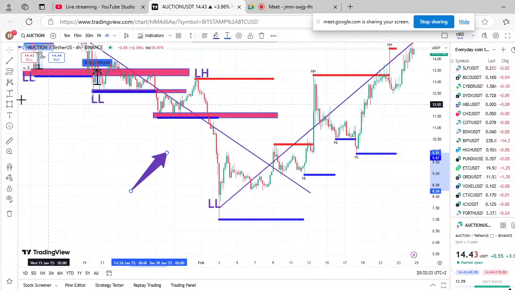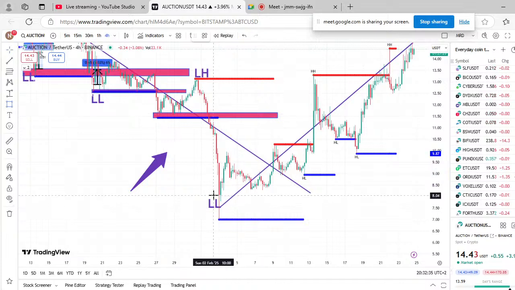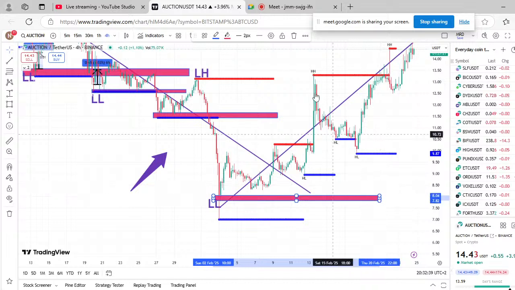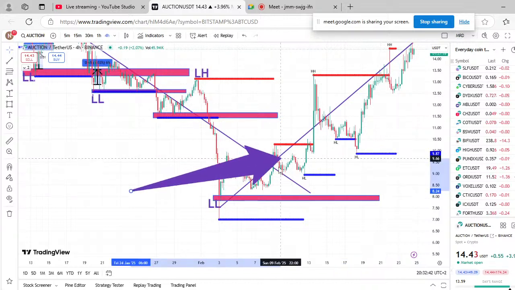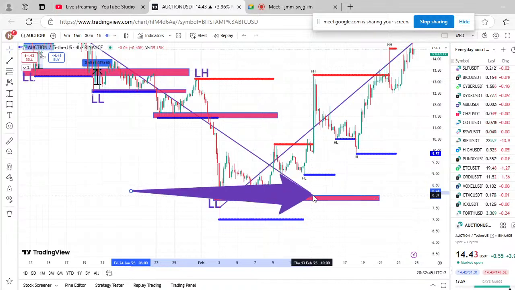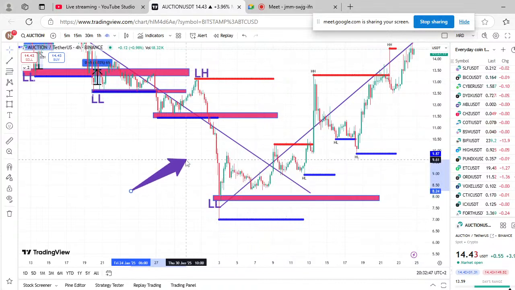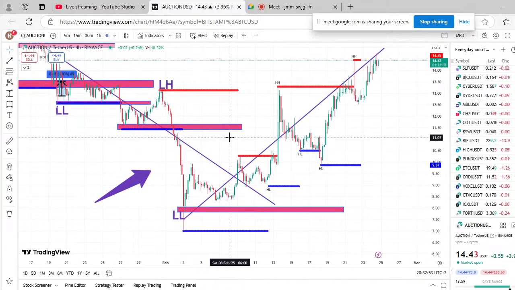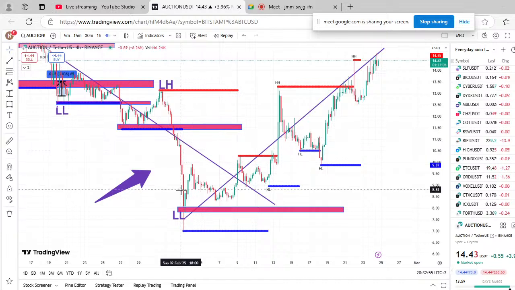Okay? Now, here we are drawing the final line, waiting for the market to break it, and we couldn't see the market breaking this line. Meaning, where is your target now? Where is your target? When will you confirm that the market is no longer in downtrend?